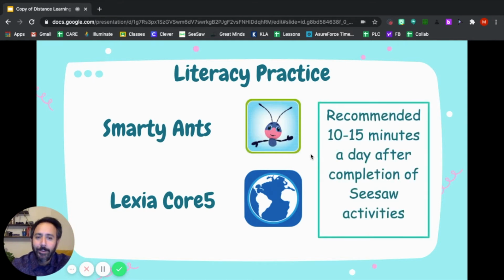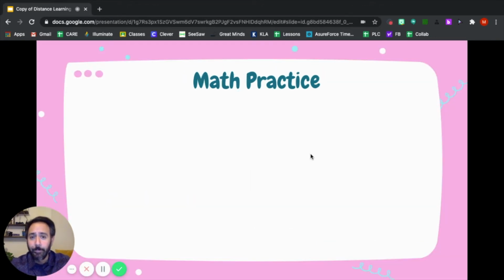It is recommended that students spend 10 to 15 minutes daily on each application after they complete their Seesaw activities. Again, Seesaw activities and worksheet activities should be completed first, followed by 10 to 15 minutes on Smarty Ants daily and 10 to 15 minutes on LexiaCore 5.